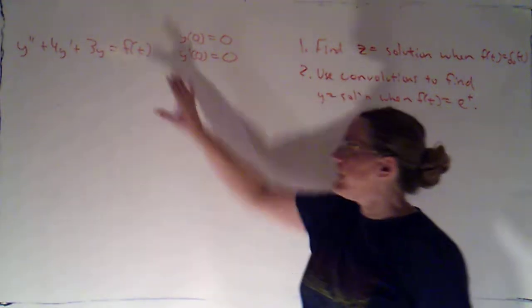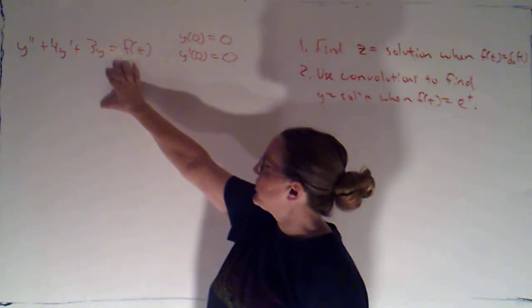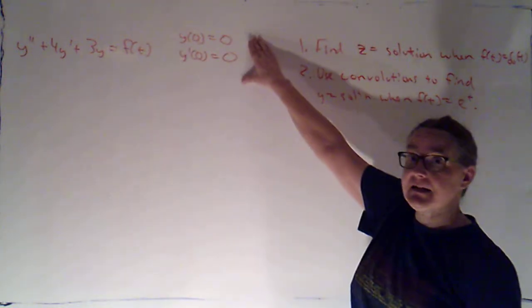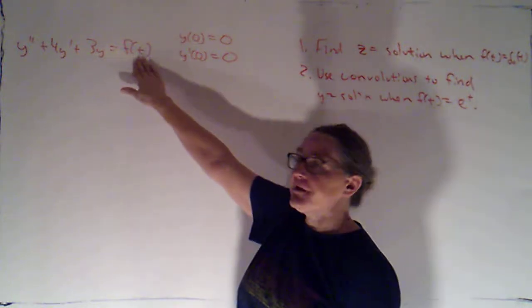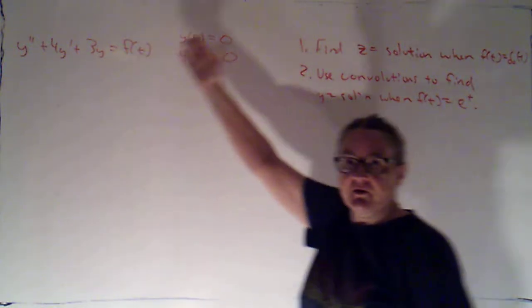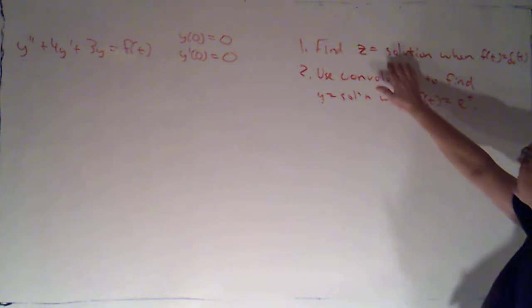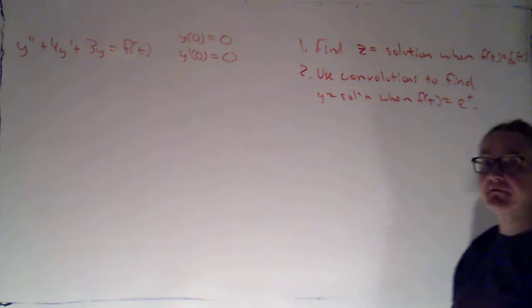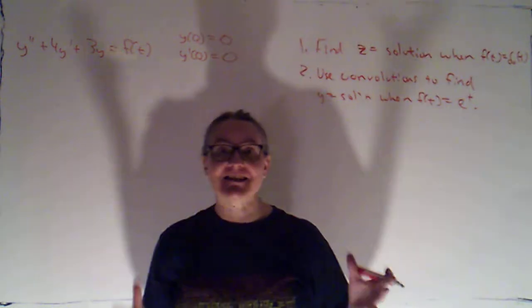Okay, got another example of a family of initial value problems. We've basically got a forced harmonic oscillator with our nice initial condition. We're going to vary the forcing function. And what we're going to do is exactly what we did in the last video. We're going to find z, the solution when our forcing function is the Dirac delta function at 0.